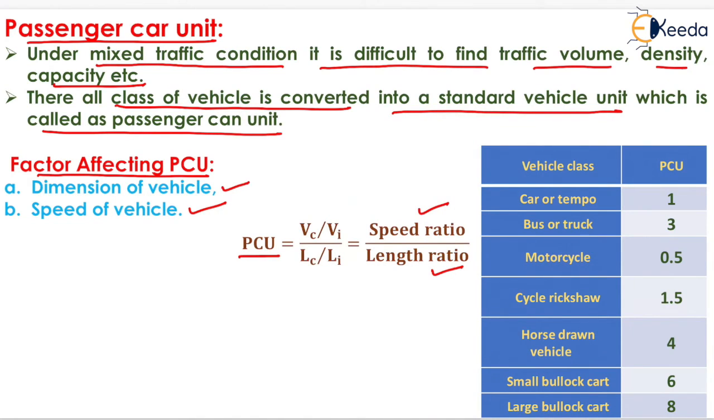Now as per the Indian Road Congress, we have the vehicle class and passenger car unit shown in this table. That is, for car and tempo, the passenger car unit will be equal to 1. Now the bus or truck will be equivalent to 3 passenger car units. Similarly, motorcycle will be equivalent to 0.5 passenger car unit, cycle rickshaw 1.5, horse drawn vehicle 4, small bullock cart 6 and the large bullock cart will be equivalent to 8 passenger car units.